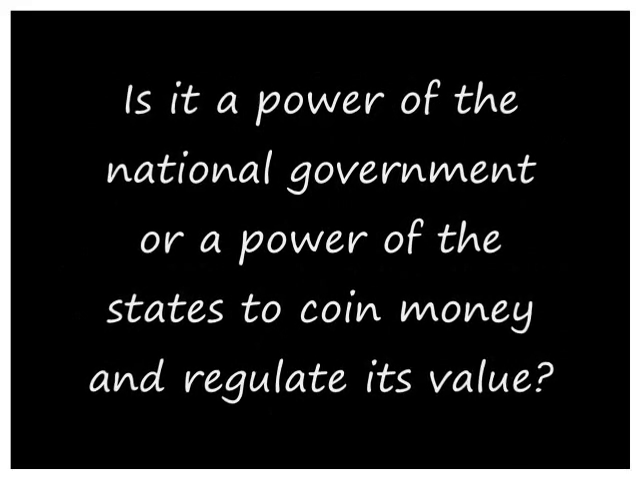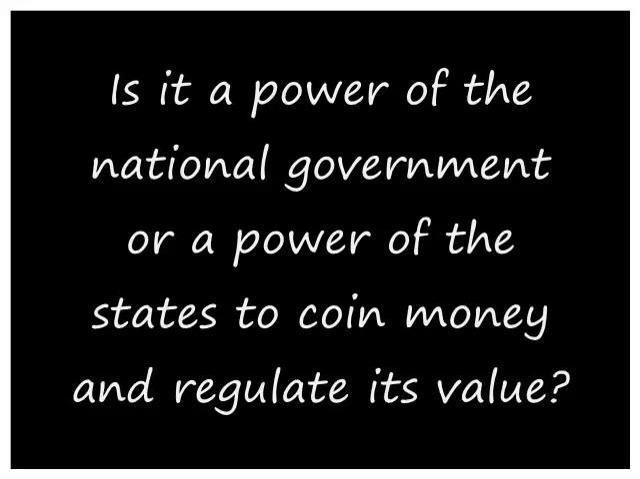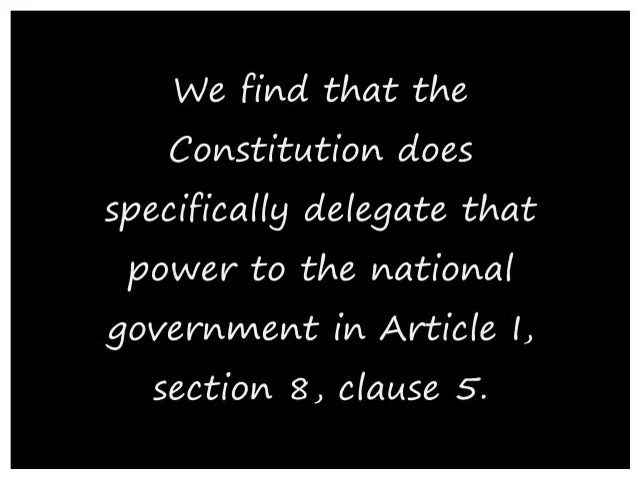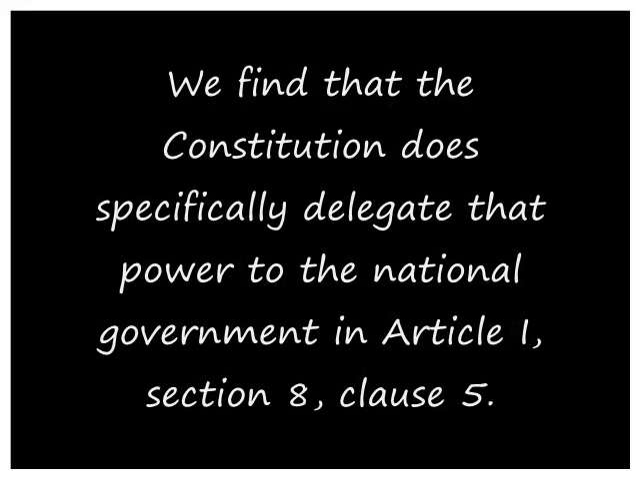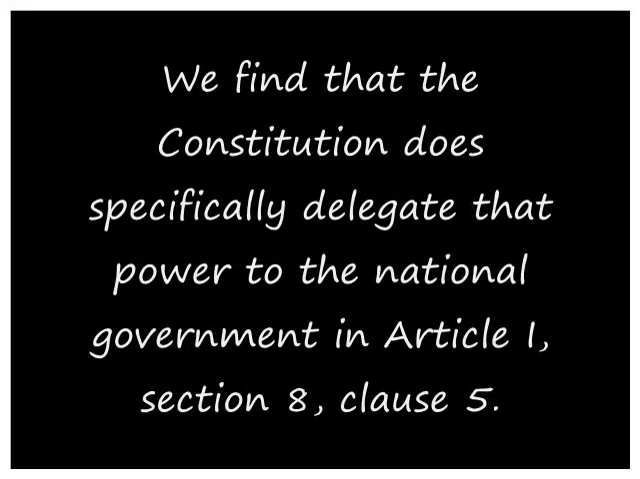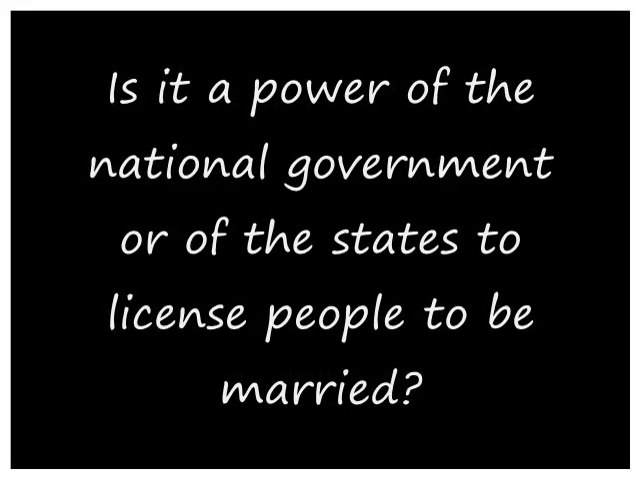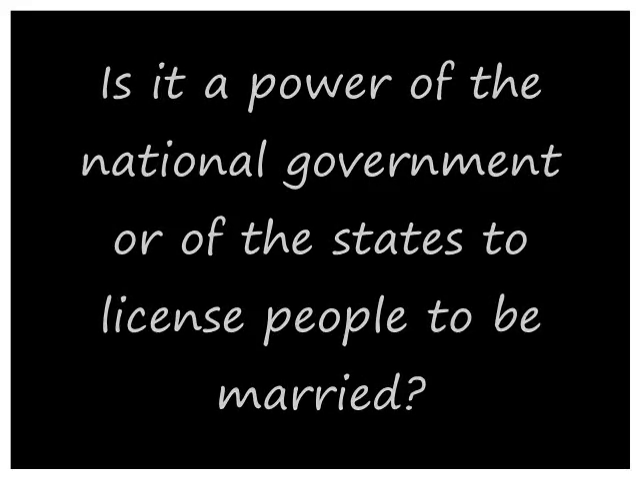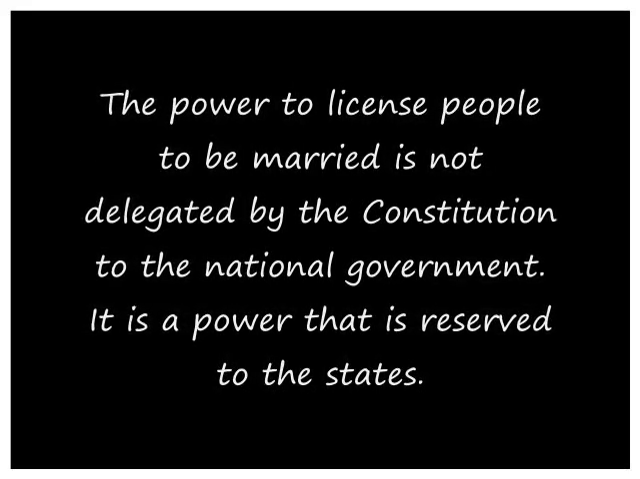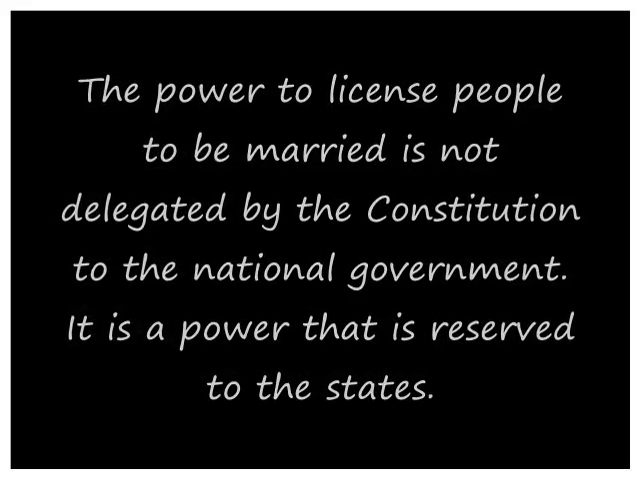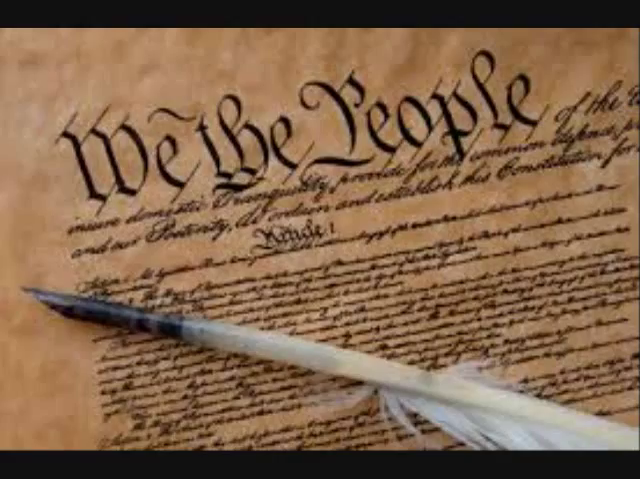Is it a power of the national government or a power of the states to coin money and regulate its value? We find that the Constitution does specifically delegate that power to the national government in Article 1, Section 8, Clause 5. Is it a power of the national government or a power of the states to license people to be married? Is it delegated to the national government by the Constitution? No, it is not. So it is a power that is reserved to the states. It sounds then like a fairly straightforward way to determine the division of powers.